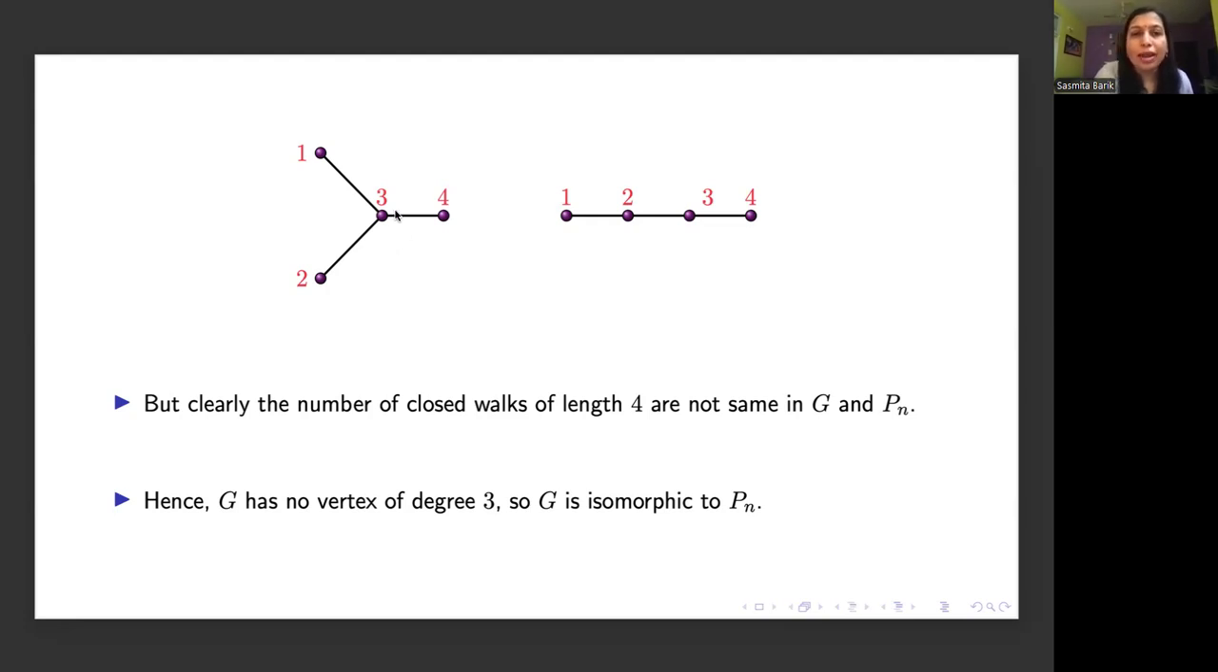So if you start with any graph and assume that it's co-spectral with Pn, then you finally conclude that that graph is nothing but a path. So the path is determined by the spectrum.